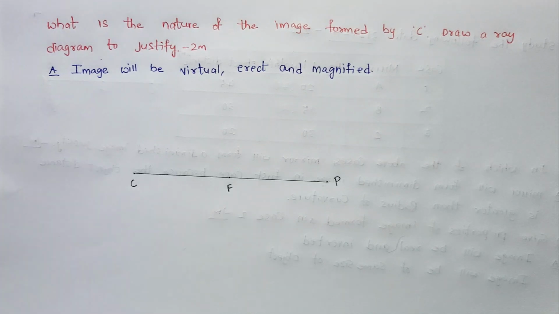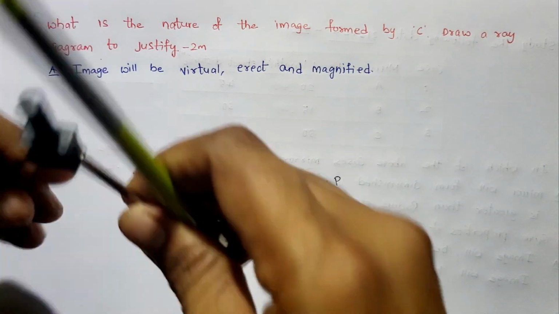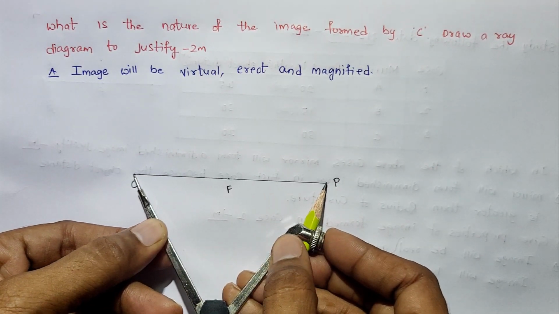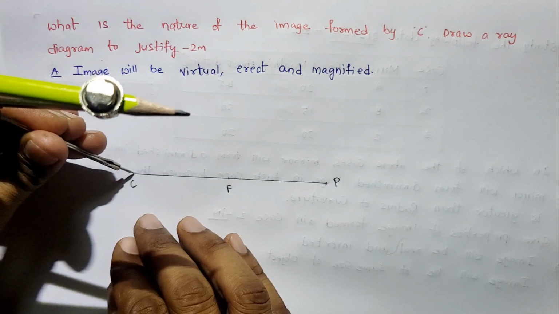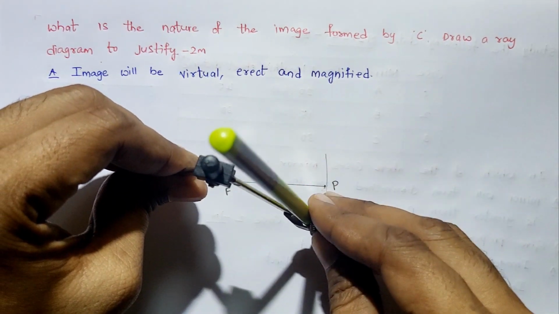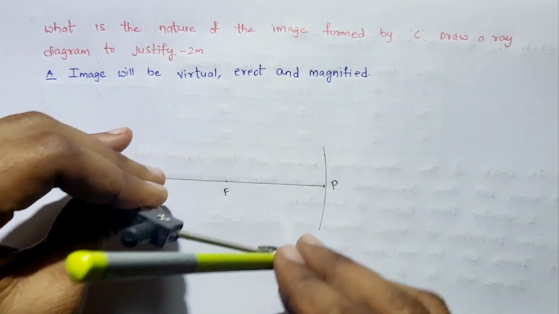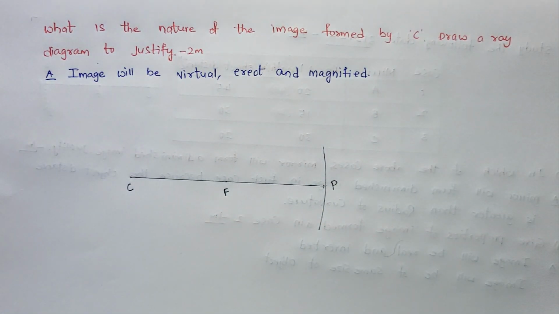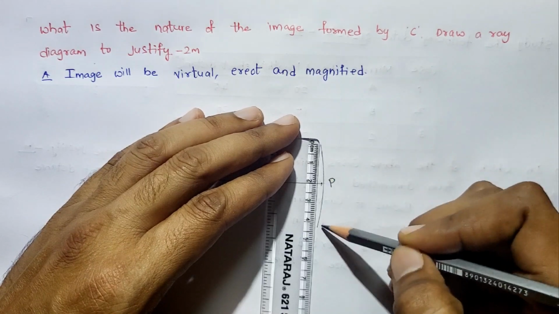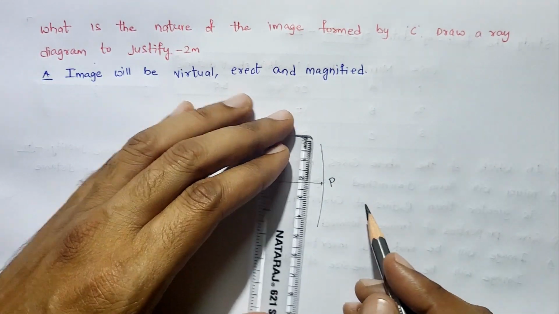Now you take a compass, and the radius of curvature should be 10 centimeters only. Not approximately, exactly 10 centimeters. From the center of curvature, you mark with the compass and draw the curvature, the concave mirror. Make sure that this length, from here to here, is around 4 to 5 centimeters only. Then the diagram will look good.